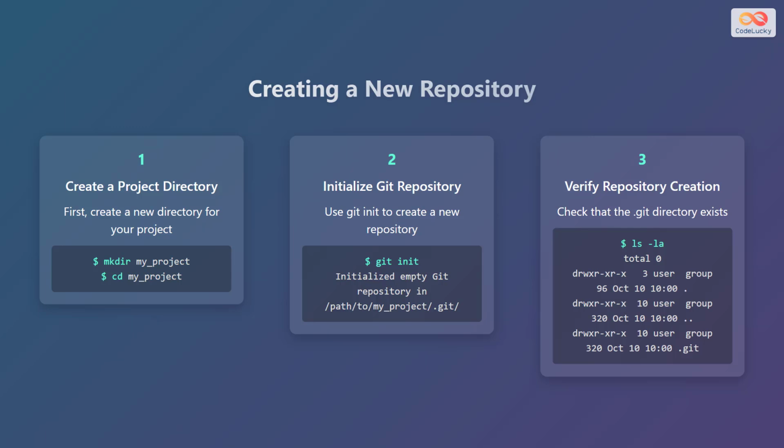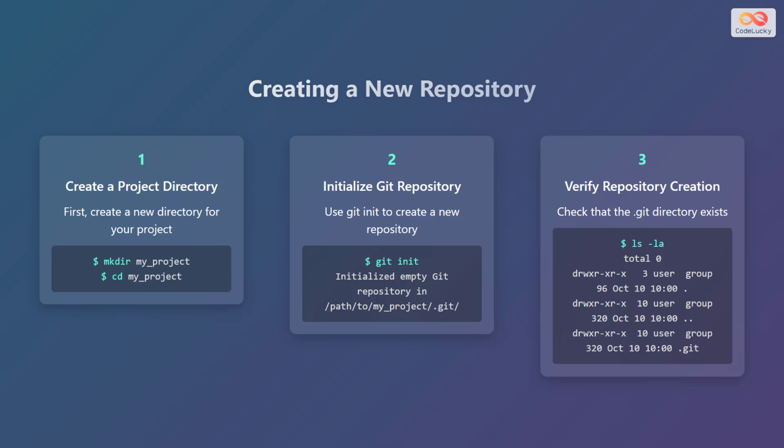Let's walk through the steps to create a new repository. Step 1. Create a project directory. First, you will need to create a new directory for your project. Use the command mkdir, followed by the name you want to give your project, and then navigate into that directory using cd, followed by the directory name.